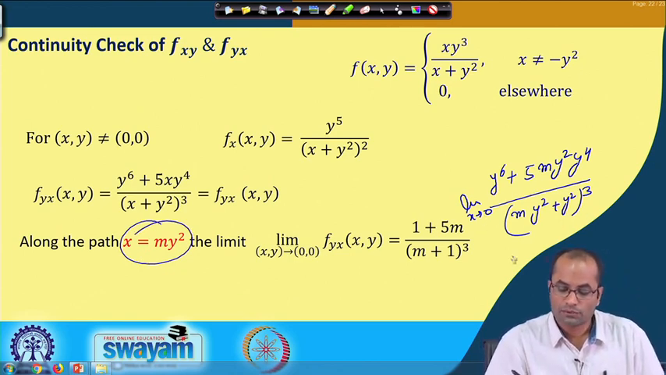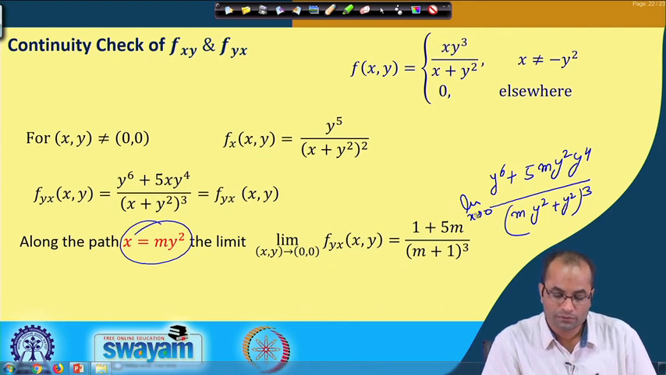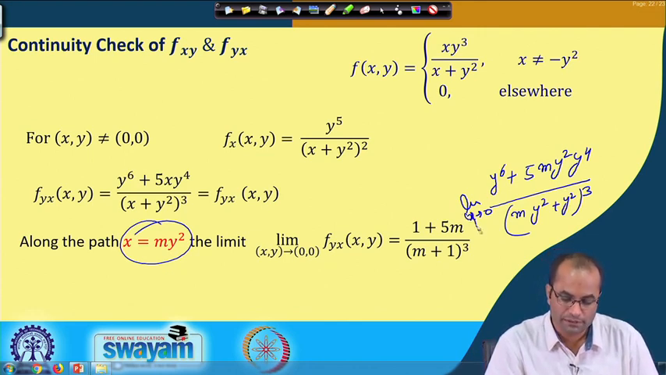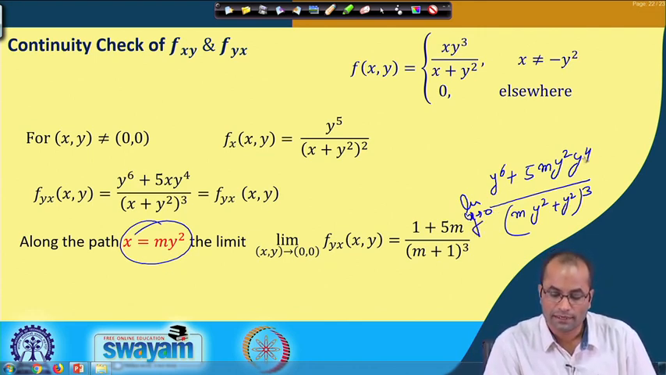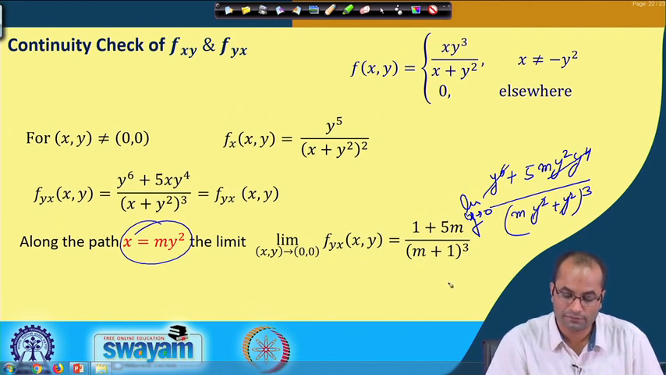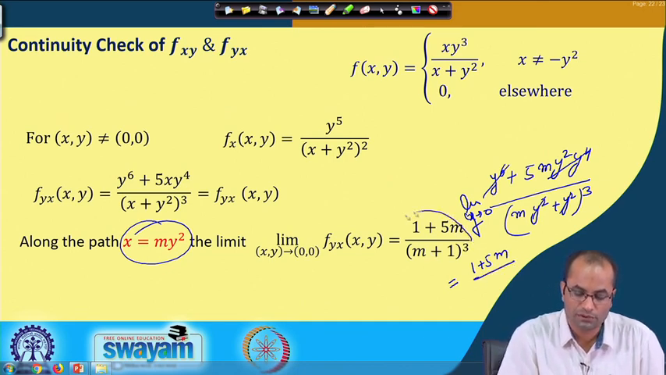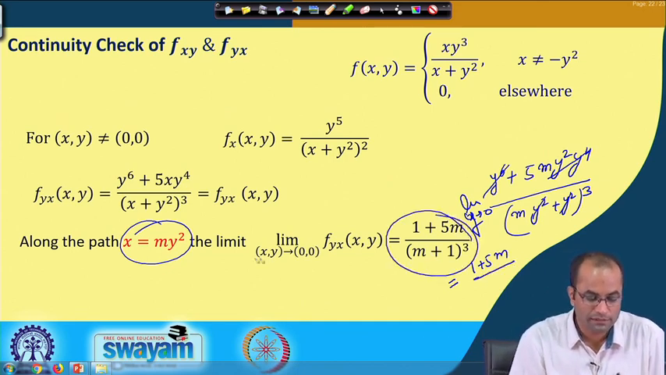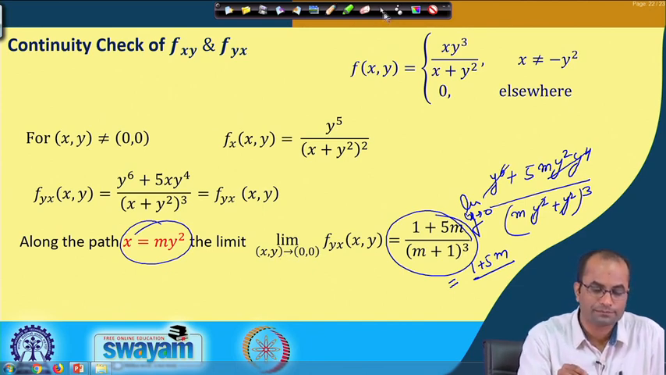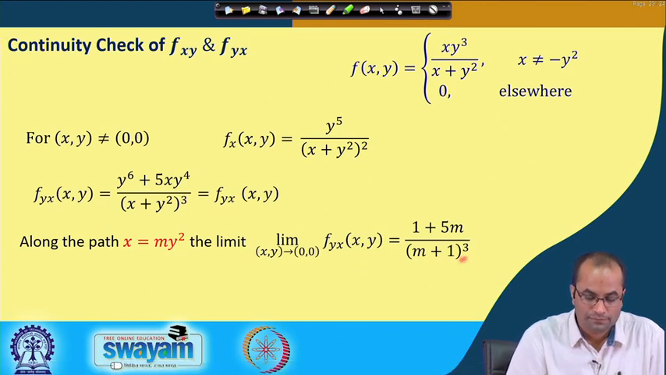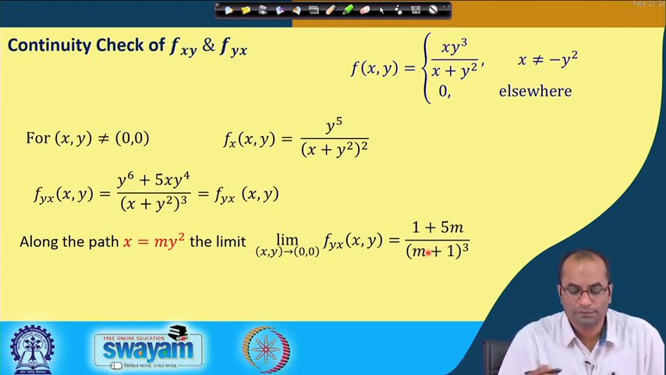And now when x goes to 0, sorry, y goes to 0, because we have replaced the x. So, y goes to 0, and now y^6 and y square power 3. So, everything other than this m will cancel out, and we will get in the numerator 1 plus 5m and over this (m plus 1) cube. So, that is the limit now along this path, which depends on m. So, it depends on the path.